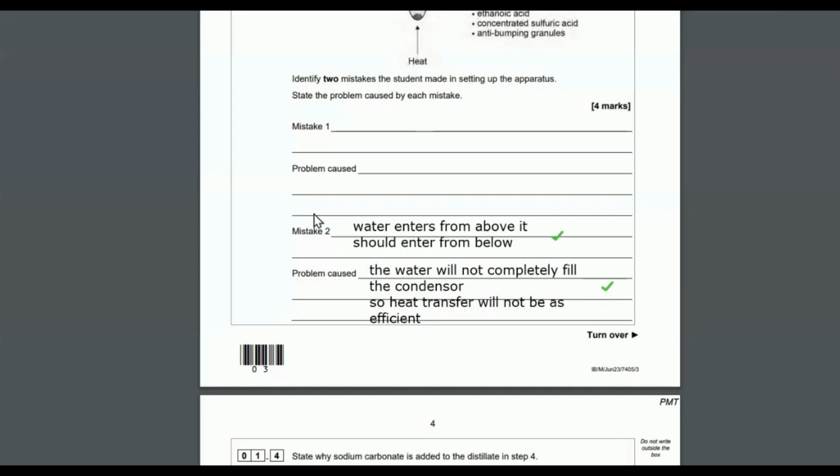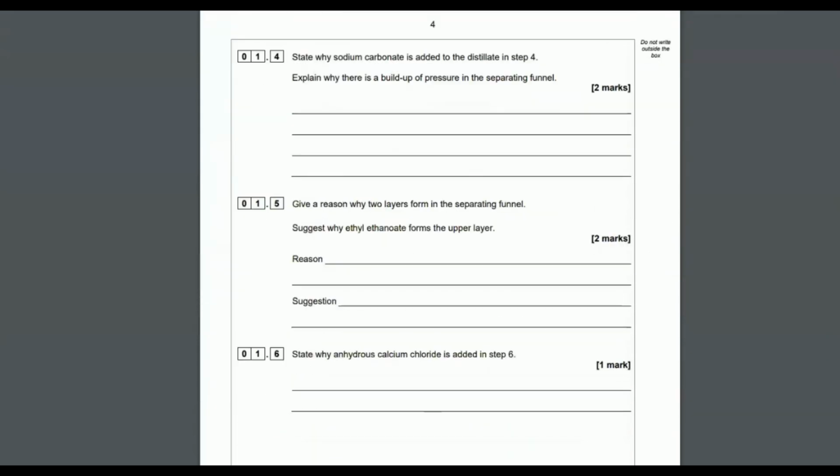Okay, let's move on. Right, we've got 1.4. State why sodium carbonate is added to the distillate in step 4. Explain why there is a buildup of pressure in the separating funnel, and that's worth 2 marks. So what you've got to ask yourself here is, what do you know fundamentally about sodium carbonate? What type of compound is that?